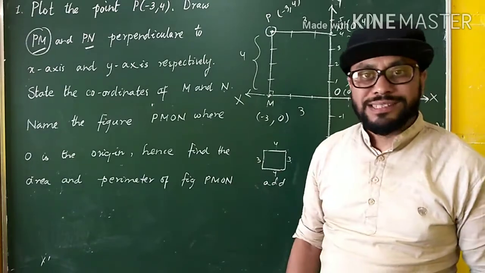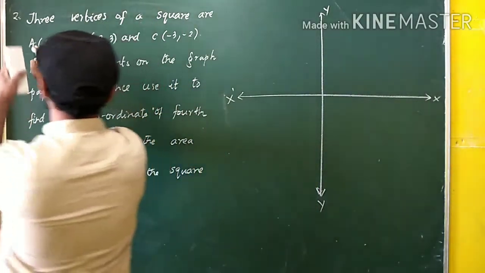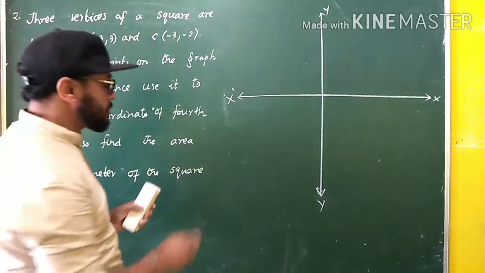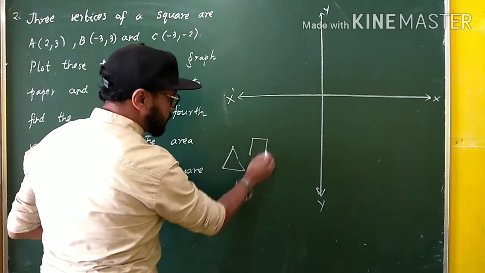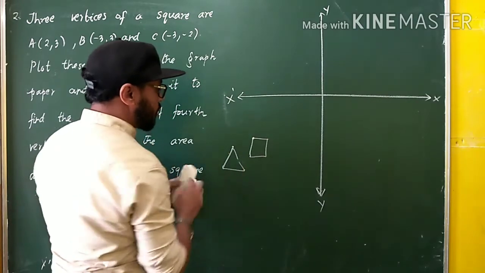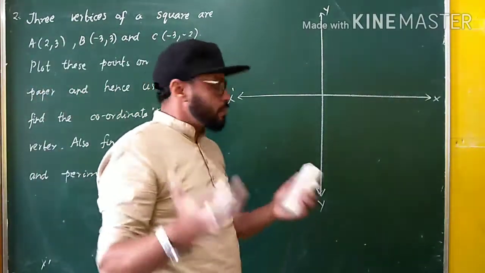Alright. Now let's move on to the second example. Now it says 3 vertices of a square are given. Now do you know what the vertices are? The edges. So if you look at the triangle, these 3 points are called the vertices, and for the square, these 4 points are called the vertices. Alright? Vertex is singular and vertices is plural.